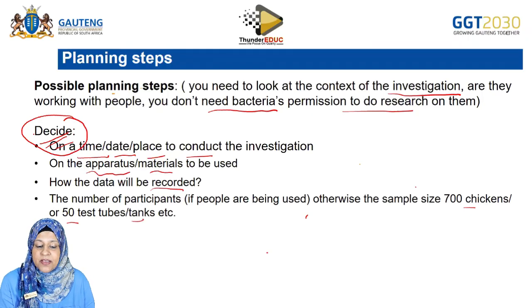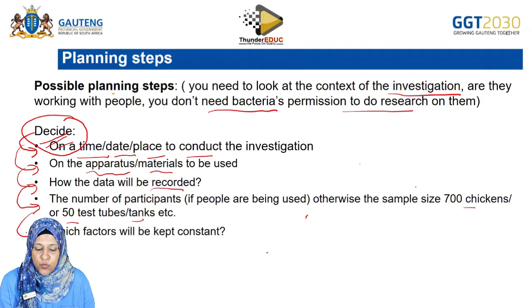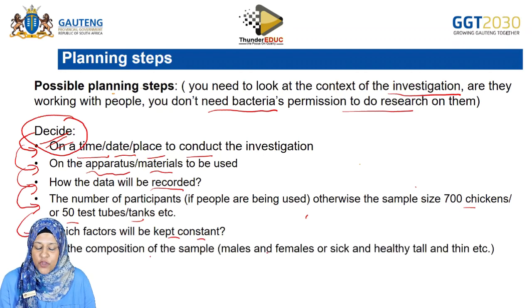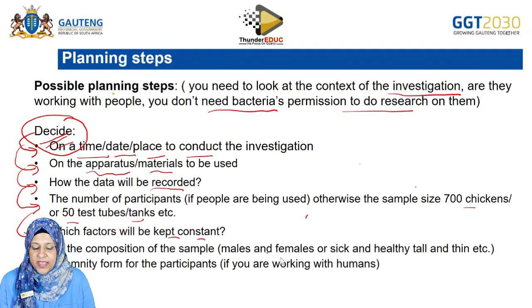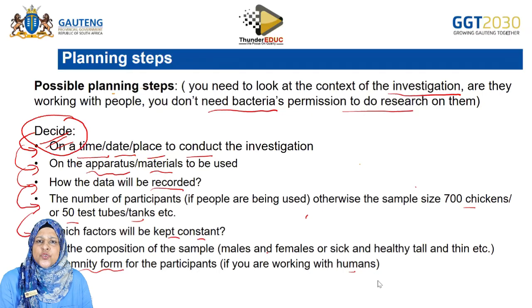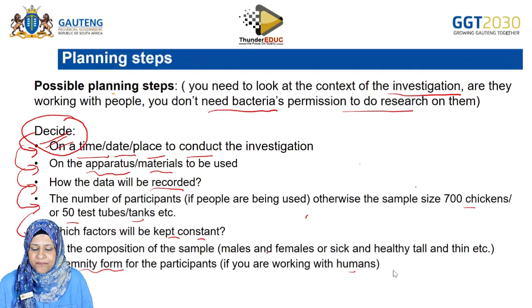Okay. And remember, the word decide is for decide on a time and a place. Decide on the apparatus. Decide on how the data will be collected. Decide on the number of participants. Decide on which factors will be kept constant. Decide on the composition of the sample. Decide on indemnity forms for participants if you are working with humans, if you are working with your fellow students, if you are working with people at a hospital, people at a school, people at a church.